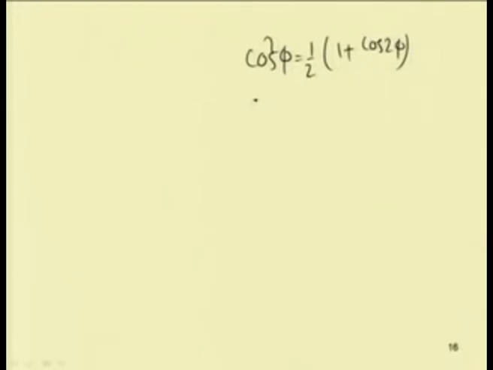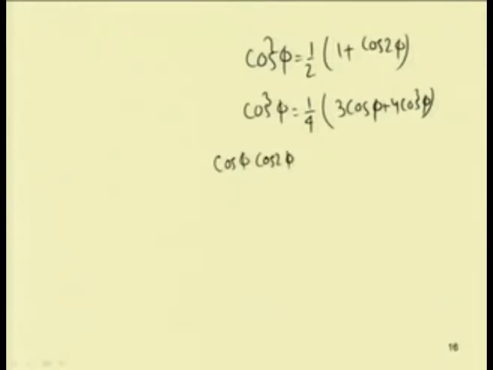Similarly, this cos cube phi equal to 1 by 4 into (3 cos phi plus cos 3 phi), and this cos phi into cos 2 phi. So, that thing can be substituted in this way. So, 2 into this will be equal to cos 3 phi minus cos phi.